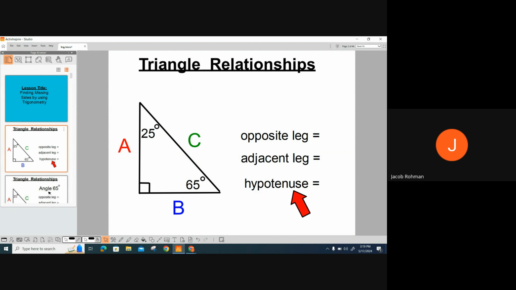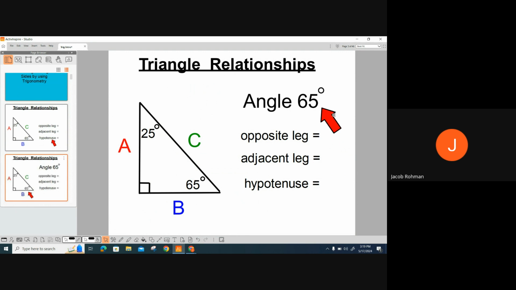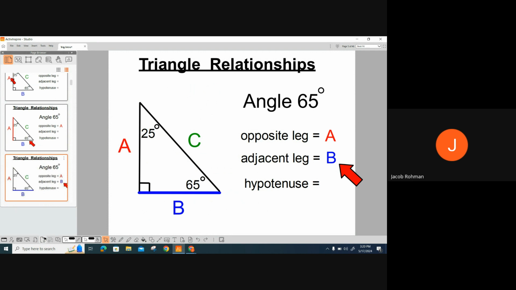Okay, so let's say we took the perspective of having the 65-degree angle. So let's imagine someone was standing right here in the 65-degree angle. Then the opposite leg of the triangle would be across from that, which is the A. You can see I've highlighted that in red here from the 65-degree angle's perspective. Then the adjacent leg, adjacent meaning connected, is this length here, which is B. So I've highlighted that in blue.